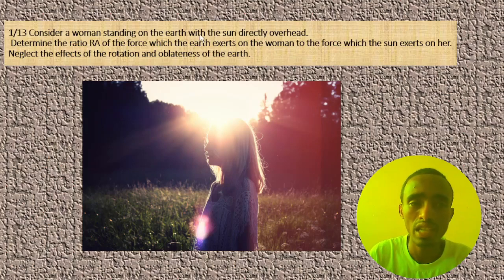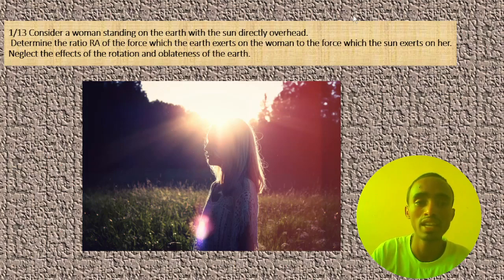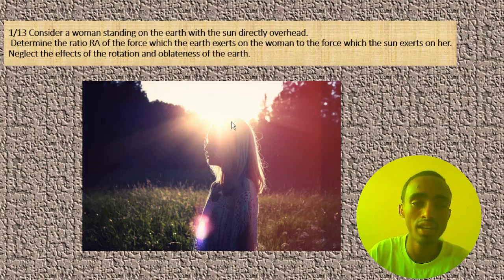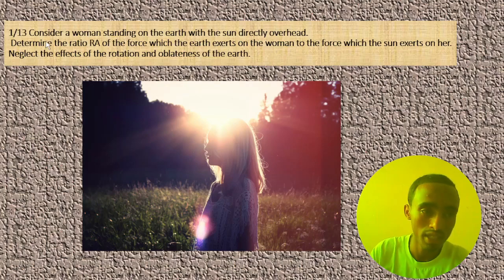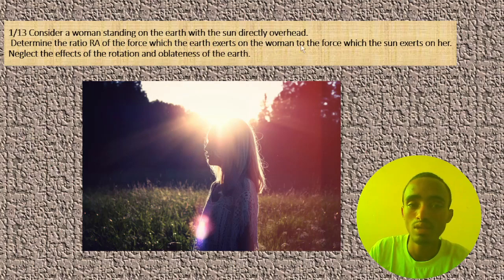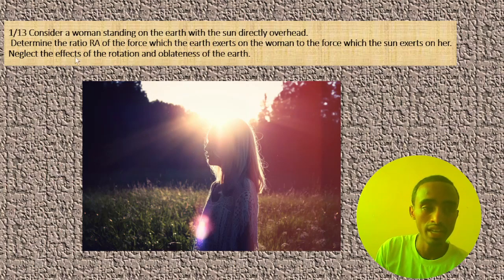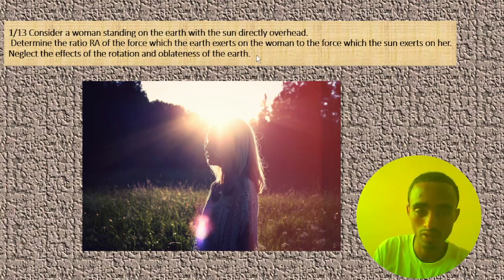Consider a woman standing on the earth with the sun directly overhead. As you can see, there is a woman who stands in an upright position on the earth's surface and the sun is directly overhead on her, and we are asked to determine the ratio of the force which the earth exerts on the woman to the force which the sun exerts on her. Neglect the effect of rotation and oblateness of the earth.